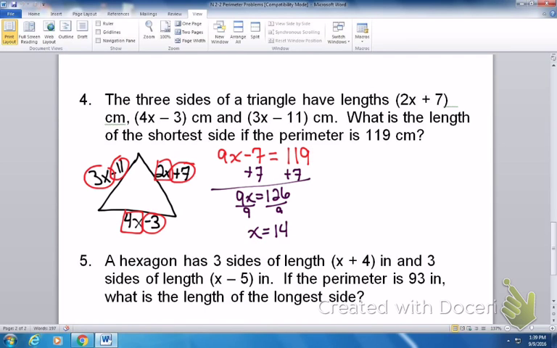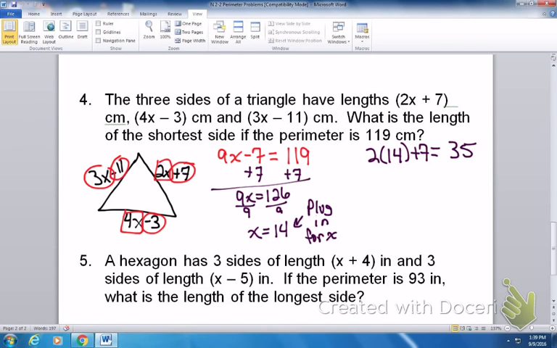But that is not my answer. They want to know the shortest side. I need to plug this in for x. So I'm going to kind of move over here to the side and do that. I'm going to have 2 times 14 plus 7. And we can just put that right into our calculator. 2 times 14 plus 7 is 35.